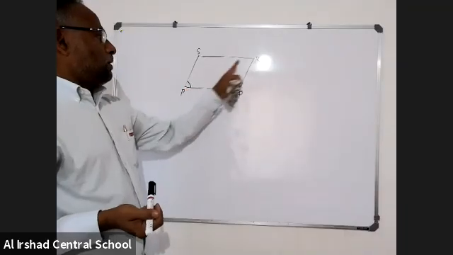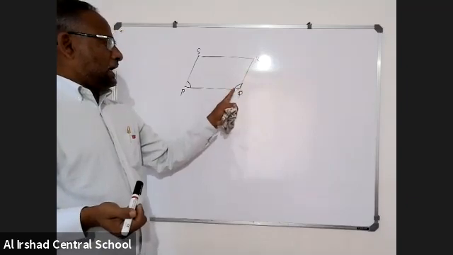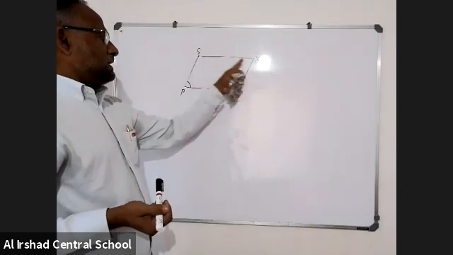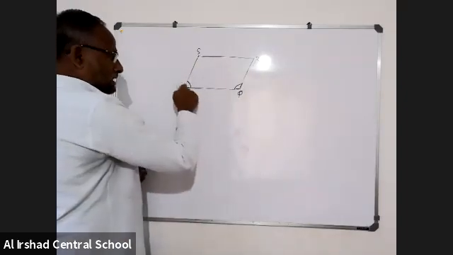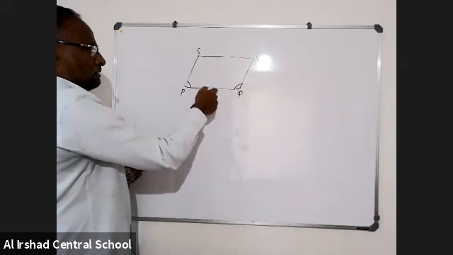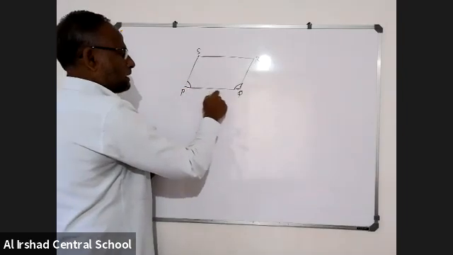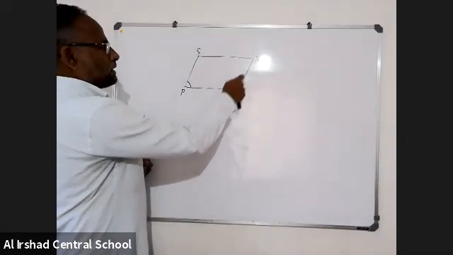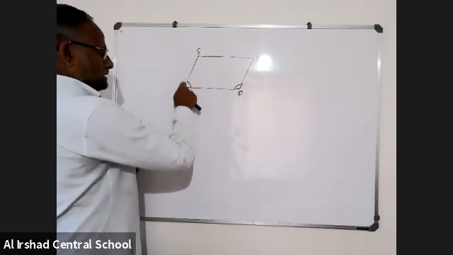We know angle P is opposite to angle R. Angle S is opposite to angle Q. Angle R and angle Q adjacent. Angle Q and angle P adjacent. Angle P and angle S adjacent. Angle S and angle R adjacent. Opposite angles, adjacent angles. In adjacent angles, at this vertex, one common side will be there. Here PQ is common. Here no common side, that is opposite. We know opposite side, we know adjacent side.